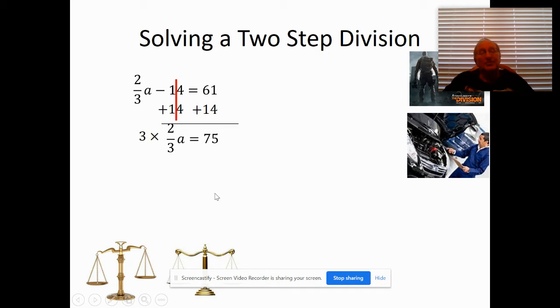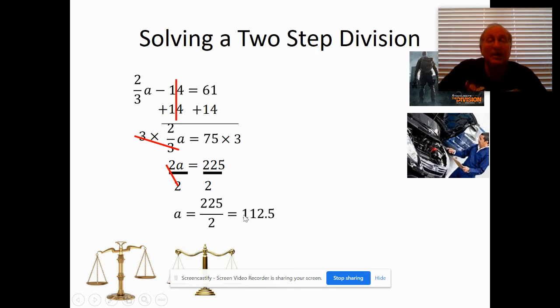Now I have a couple of options here, but I'm just going to do this first. I'm going to multiply by 3 because most of us don't like fractions. So if I multiply by 3, those will cancel. So I have 2A equals 225. And now what I need to do is just divide by 2. When I divide by 2, 225.